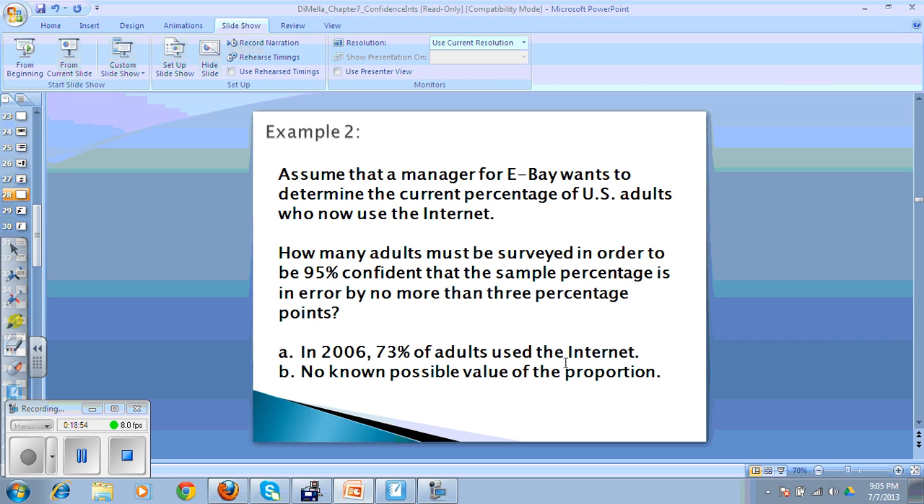So eBay wants to determine the current percentage of U.S. adults who now use the internet. They want a 95% confidence interval. They want no more than 3 percentage points of error. And way back in 2006, we said 73% of adults use the internet. So let's first do this with how many people I would have to ask to have a 3% error now, using that same p-hat from 2006. And then we're going to do it again, pretending that we never had that survey.